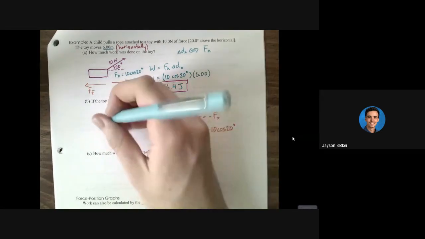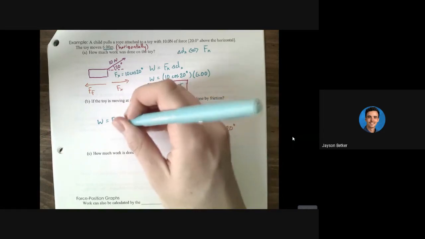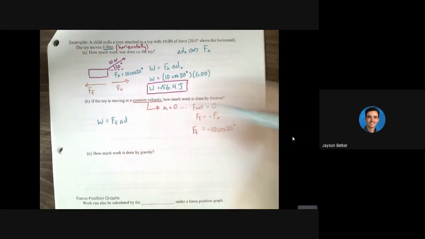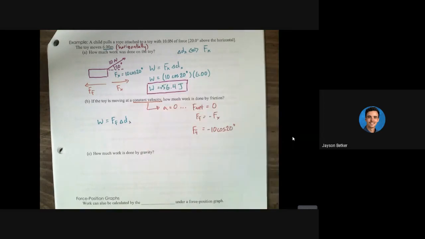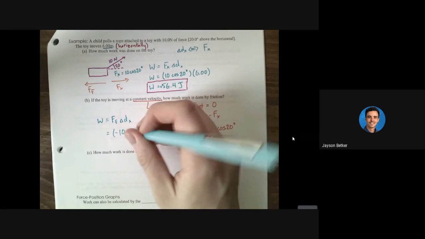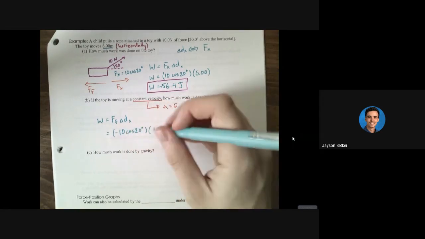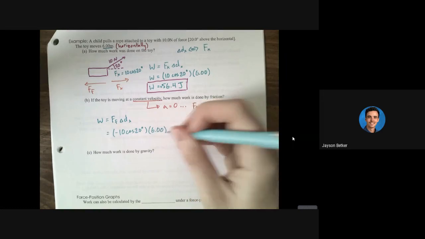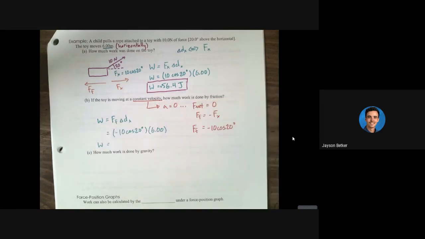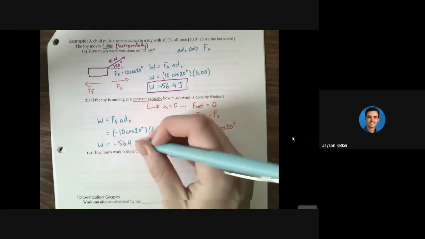So plugging this into our formula, the work is equal to the force of friction multiplied by delta dx. Well, the force of friction was just negative 10 cos of 20 degrees multiplied by delta dx, 6.00. And what we end up getting is that the work is equal to negative 56.4 joules.